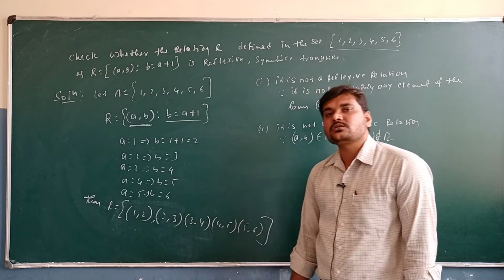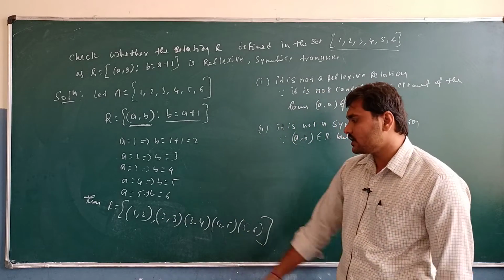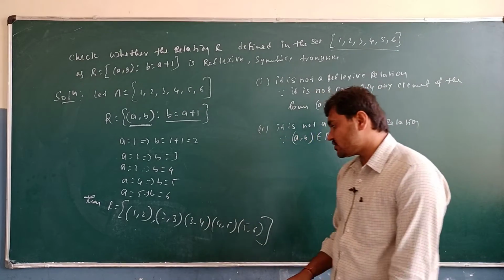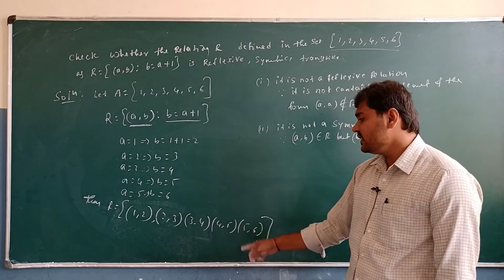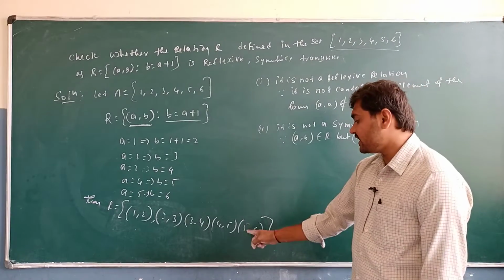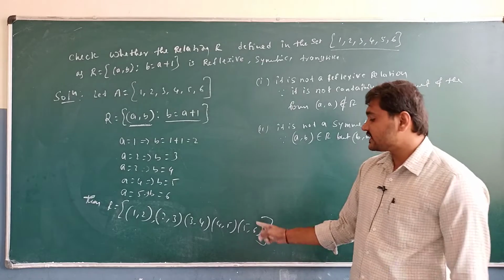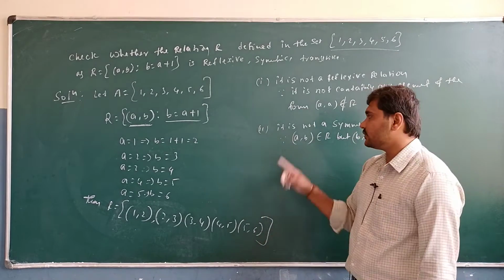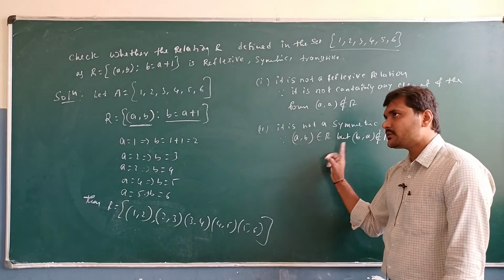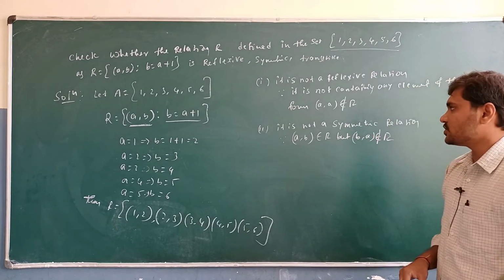2 comma 3 belongs to R, but 3 comma 2 does not belong to R. 3 comma 4 belongs to R, but 4 comma 3 does not. 4 comma 5 belongs to R, but 5 comma 4 does not. And 5 comma 6 belongs to R, but 6 comma 5 does not. Therefore it is not a symmetric relation, because (a, b) belongs to R, but (b, a) does not belong to R.